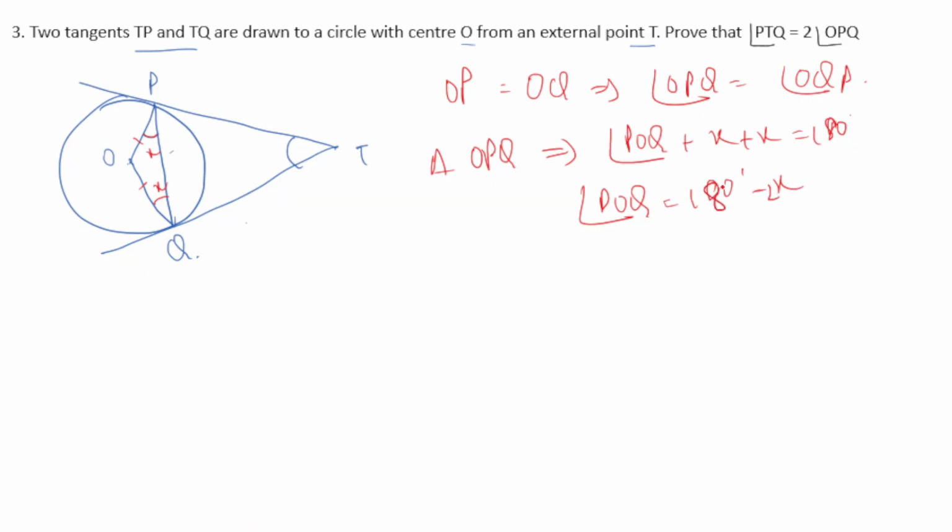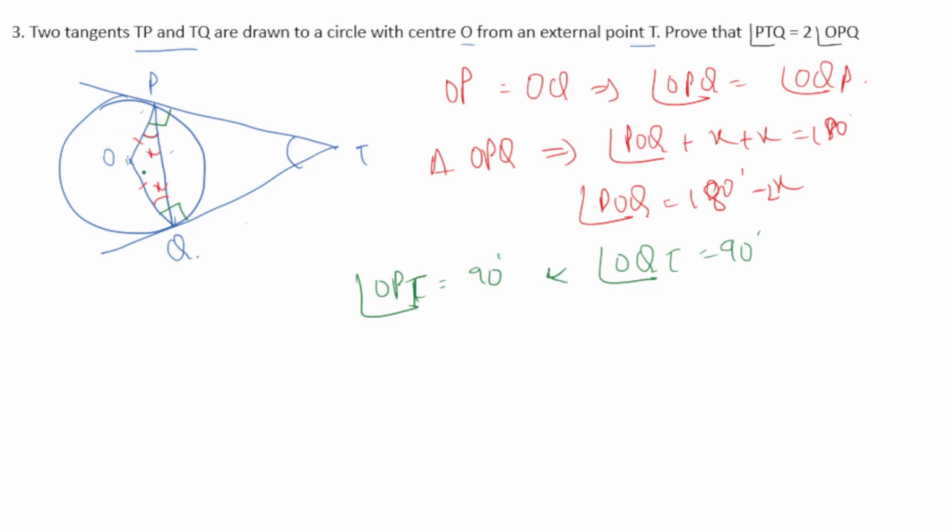OP is radius and PT is tangent. So radius is perpendicular to tangent. So angle OPT is equal to 90 degrees. And OQ is radius and QT is tangent, so these both are also perpendicular. So angle OQT is equal to 90 degrees.